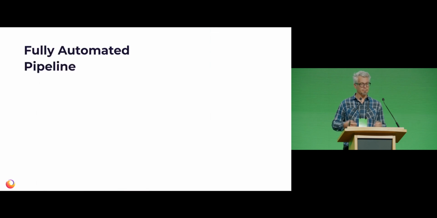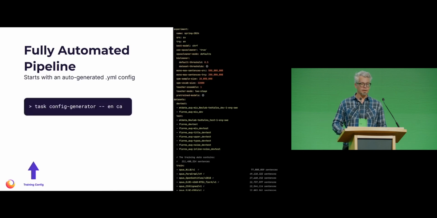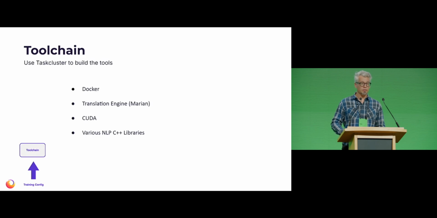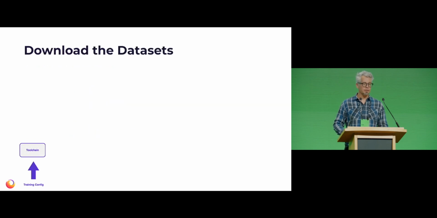And yeah. So today I'm going to talk about how we've been building our fully automated pipeline to train our languages. So it starts with a training config. And we've been automating things. So this config is automatically generated. It pulls in all the data sets available and picks defaults for all the different training values. And from there, it goes out into the cloud where we start building the tool chain with task clusters. So we get our Docker, we get our translation engine built, all the machine learning libraries are included into it.